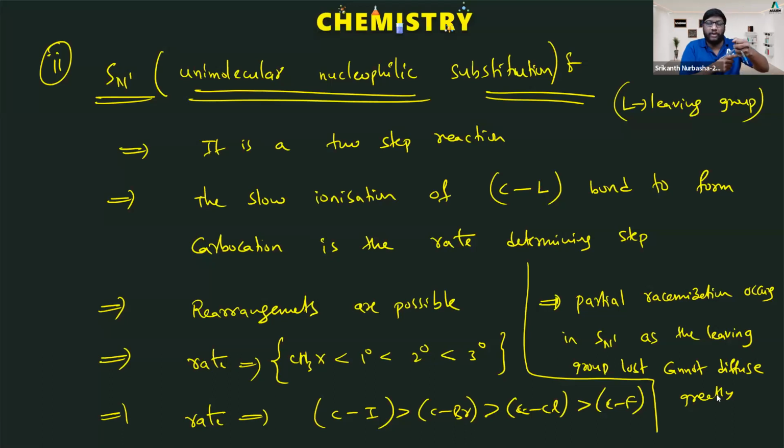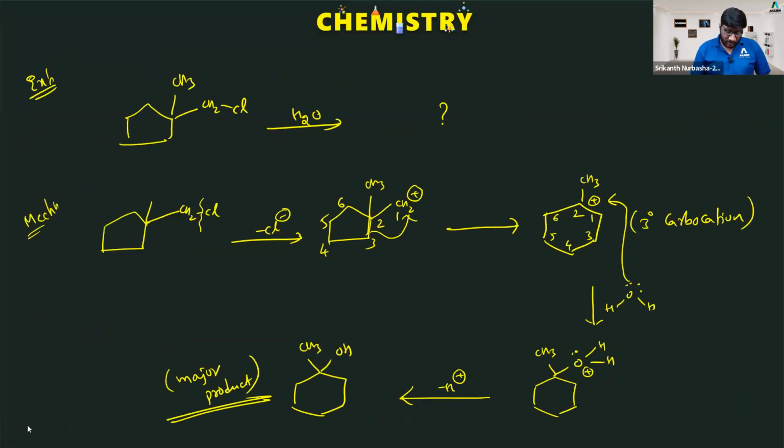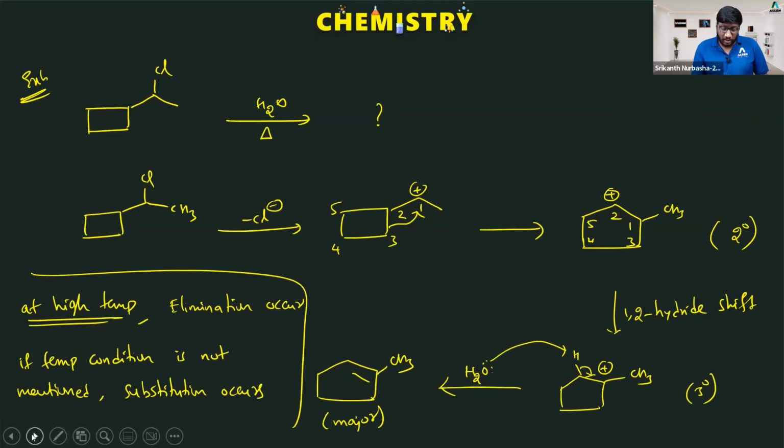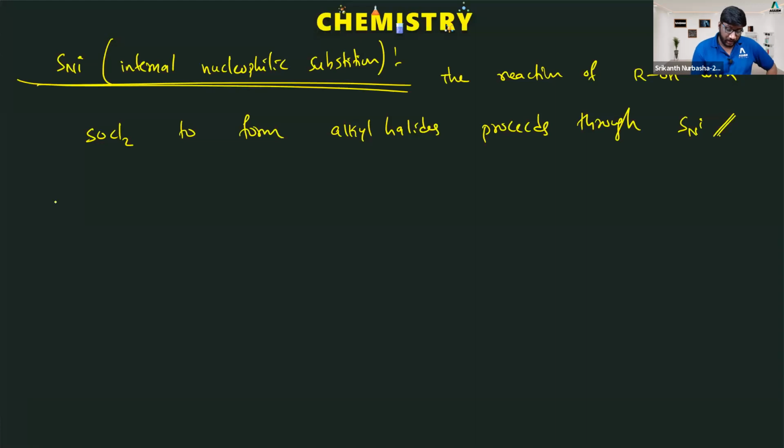As soon as it is formed, we form a carbocation. So the carbocation will be trigonal planar. So we got planarity, so the nucleophile can attack from the top as well as from the bottom. But from the top, the attack is slightly less. Why? Because still the leaving group concentration is present. So it will attack from the bottom. So you can say partial racemization occurs as the leaving group lost cannot diffuse greatly away from the carbocation carbon. In SN2, what happens? Walden inversion. In SN1, partial racemization. In SNi, what happens? We'll study.